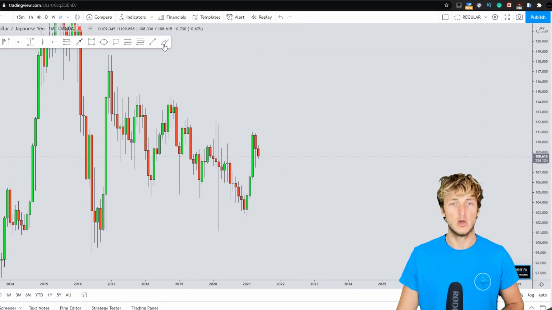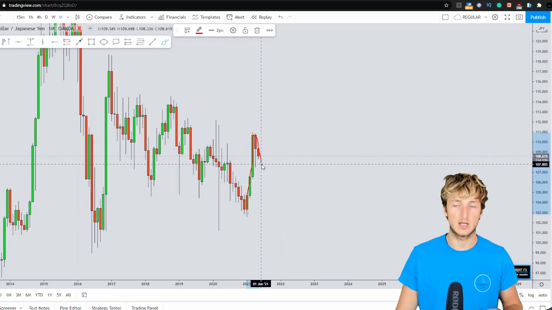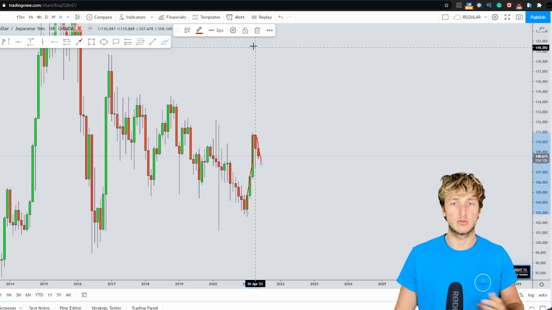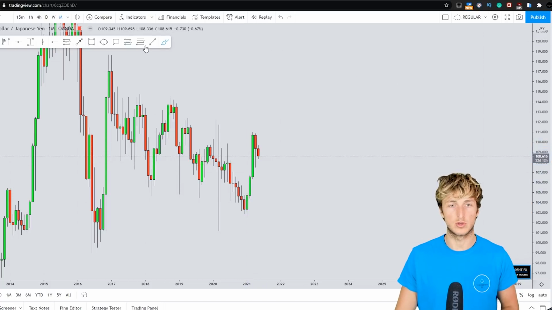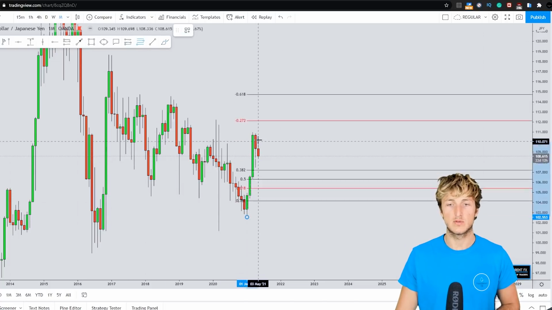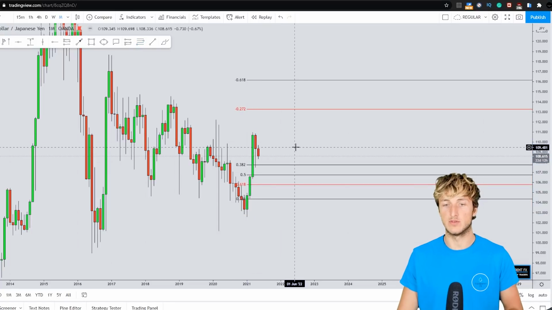Here on the monthly, we can see how this market has just provided a very strong impulse to the upside, followed by this correction. Now, generally speaking, after the creation of an impulse, if you want to measure the correction, what you have to do is take your Fibonacci from the low to the high of the impulse.